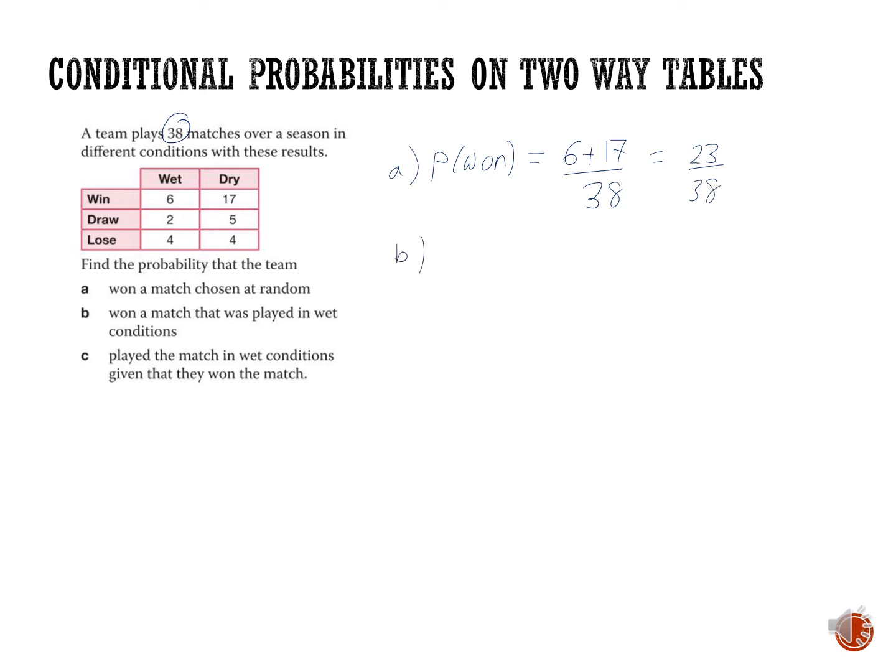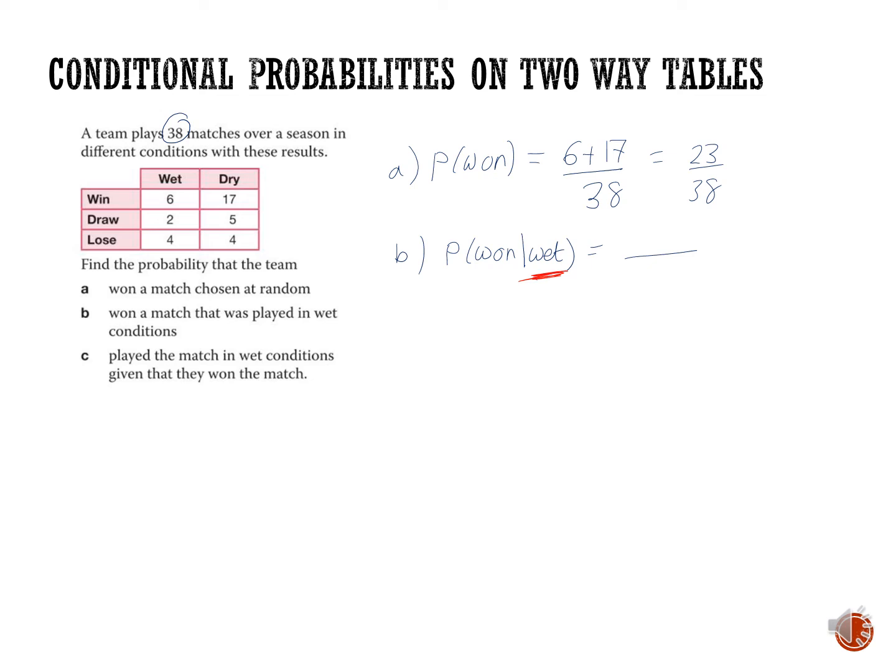What's the probability that they won a match that was played in wet conditions? So we're on to conditional probability. Probability that they won given that it was wet. I haven't used the words given that, but it's the probability they won a match given that it was in wet conditions. So conditional probability, given that it's wet.